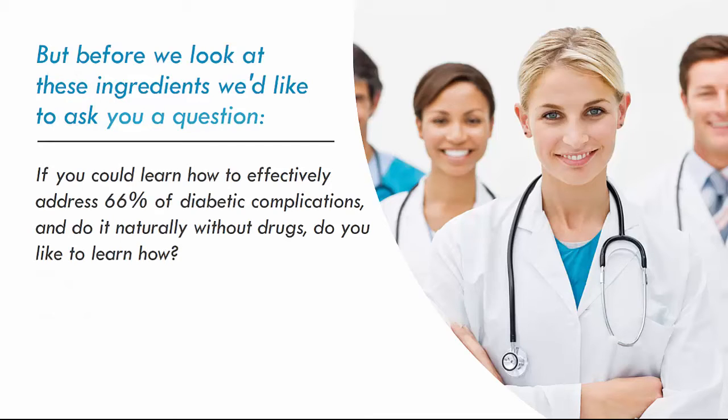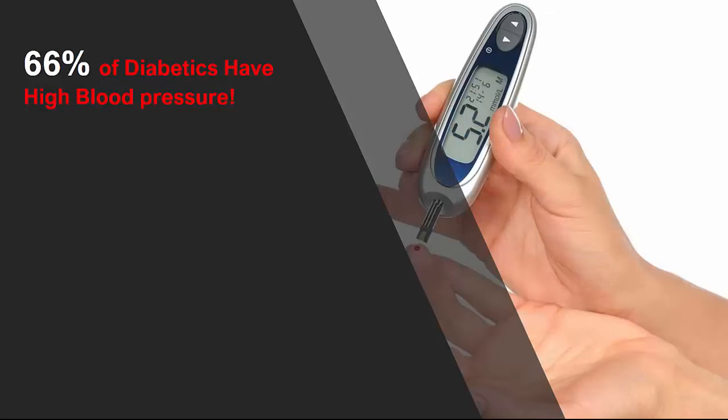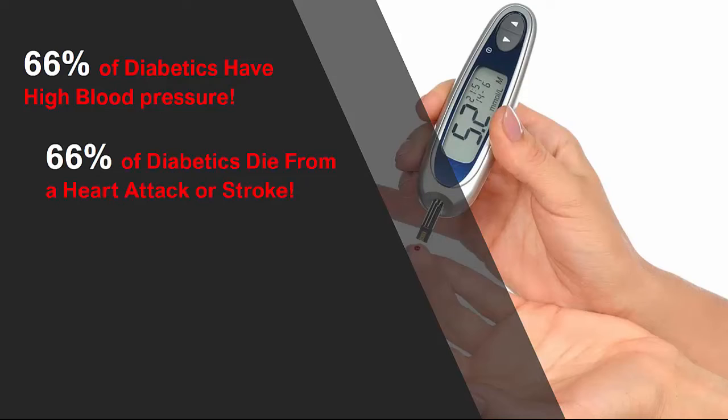But before we look at these ingredients, we'd like to ask you a question. If you could learn how to effectively address 66% of diabetic complications and do it naturally without drugs, would you like to learn how? Well, the obvious answer is yes. Here are the two most important statistics to keep in mind. 66% of diabetics have high blood pressure. 66% of diabetics die from a heart attack or stroke.